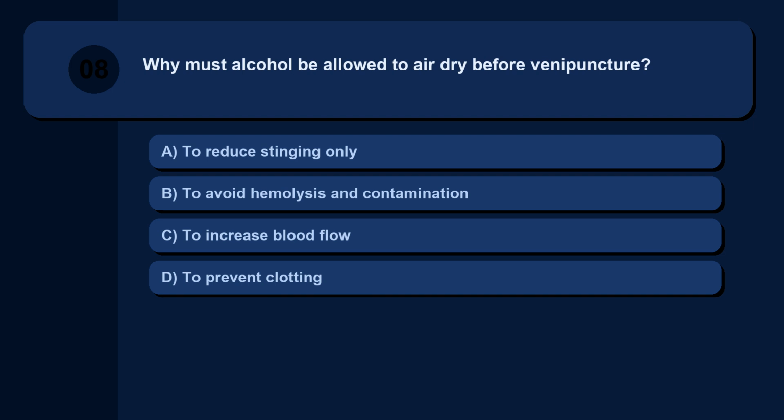Wet alcohol can enter the puncture site causing hemolysis and specimen contamination. It may also cause burning discomfort. Drying ensures specimen integrity and patient comfort.